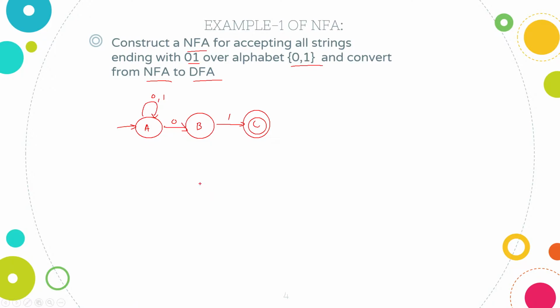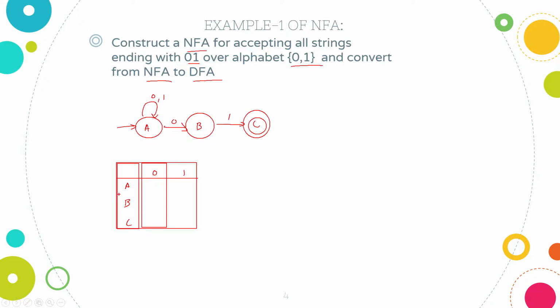Okay, so let's write the delta table over here. Sorry, delta table, that is transition table over here. So these are our three columns. Let's say input is 0 and 1, and we have got three states over here, A, B and C.